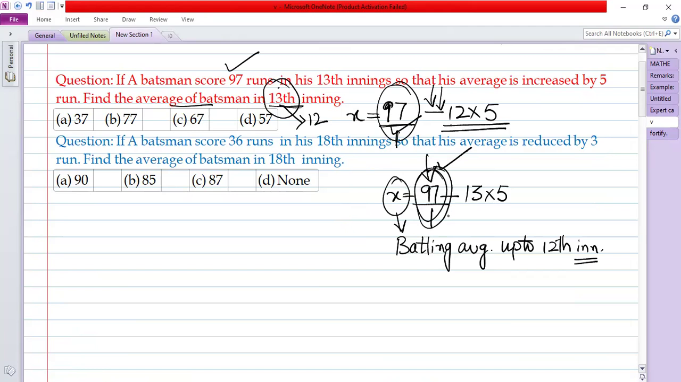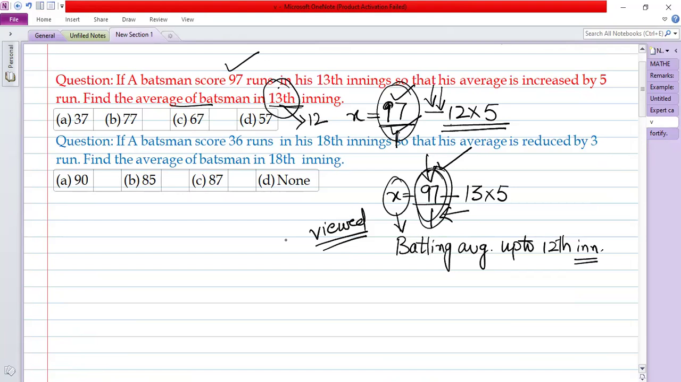Please mind. I missed this one, and I had mentioned in the comment box also that in such questions, the very first number, meaning the runs scored in the last match, should be taken as an average. How? It is 97 divided by 1, the number of innings played. Okay. So this remark was missing there.